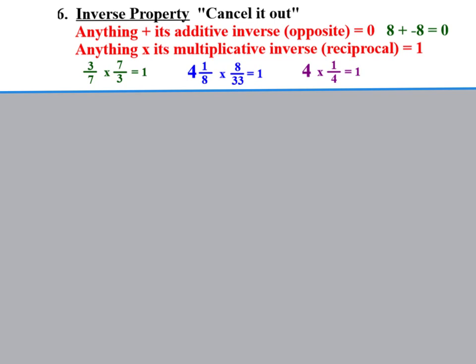The inverse property, the undo property, or the cancel it out property, states that anything plus its additive inverse, that's its opposite, same thing, that's kind of a different way of saying opposite, equals 0. So 8, positive 8, plus negative 8 equals 0. If I had a negative 4 and I wanted to cancel it out, I'd add 4, and that would become 0.